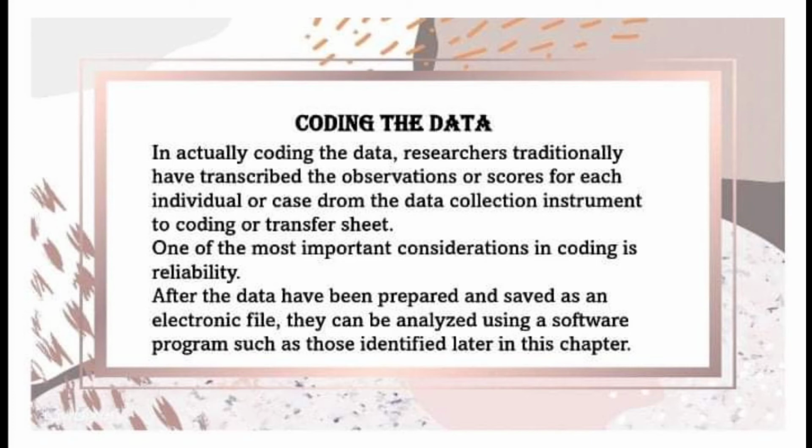Coding the data. In actually coding the data, researchers traditionally have transcribed the observations or scores for each individual or case from the data collection instrument to a coding or transfer sheet. One of the most important considerations in coding is reliability. After the data have been prepared and saved as an electronic file, they can be analyzed using a software program such as those identified later in this chapter.